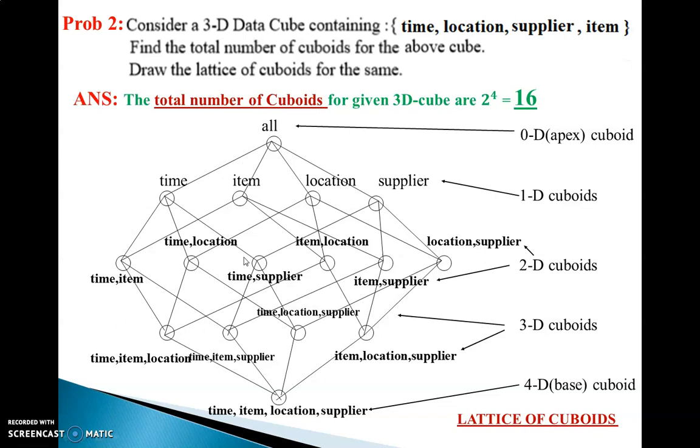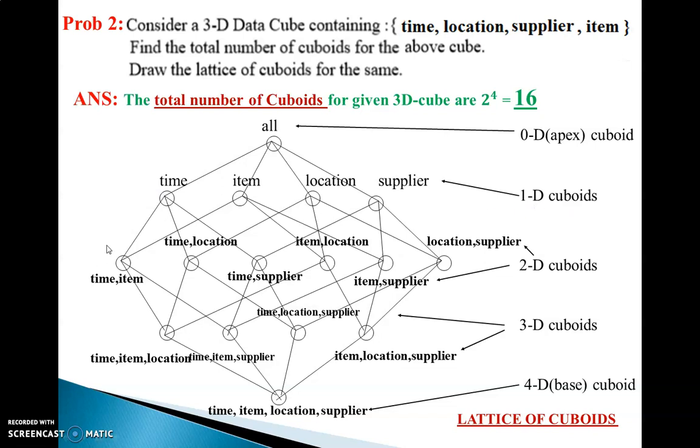And how to draw the lattice of cuboids? I start from all, which is empty, the 0-dimension apex cuboid. It will be connected to all the 4 dimensions: time, item, location, supplier. This order is not necessary. You can put time here, location here, supplier here and item here. It's up to you. Then the 4 are 1-dimension cuboids.